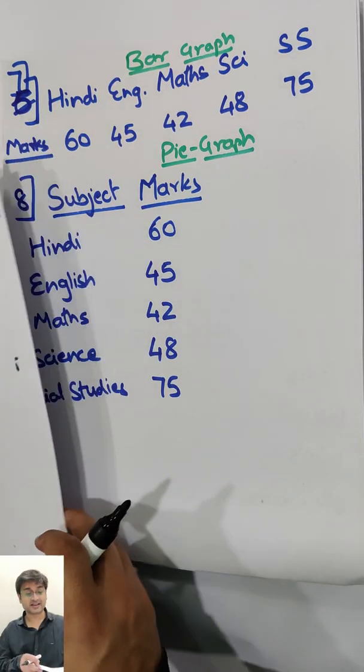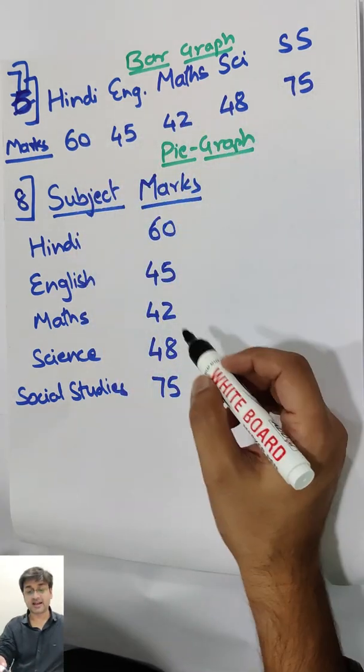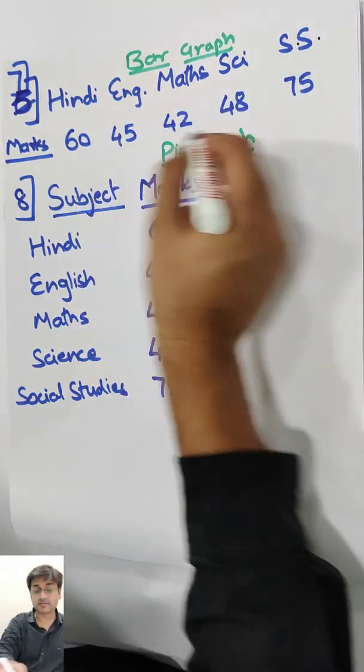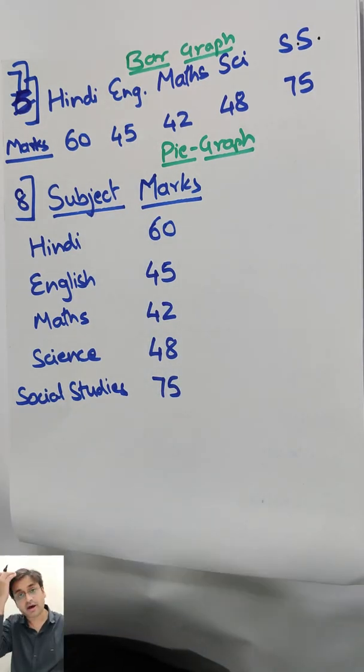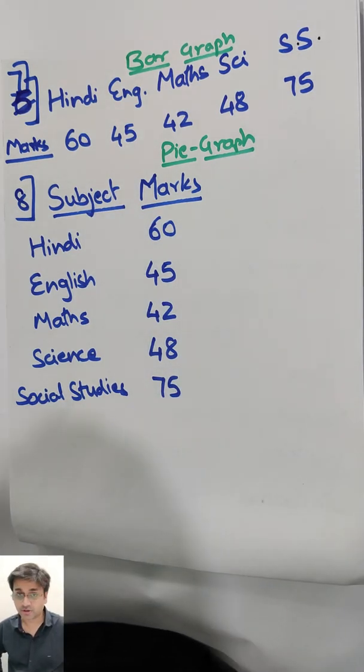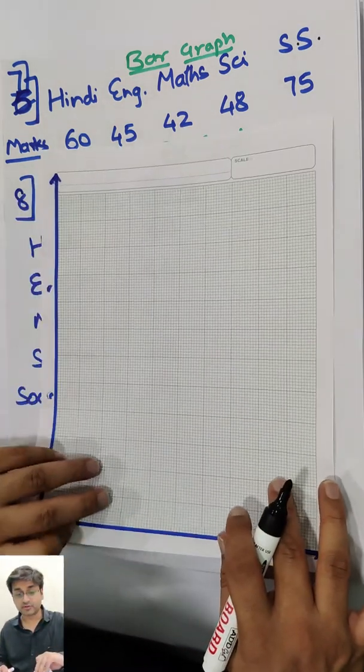So question number 7, exactly the same type. Alright, Hindi, English, Math, Science and Social Studies. These are the marks obtained by a child. So can you pause the video right now and draw a bar graph on your own and show it to me? So let's go. I'm sure you must have paused the video by now.